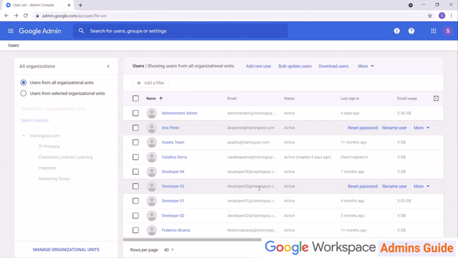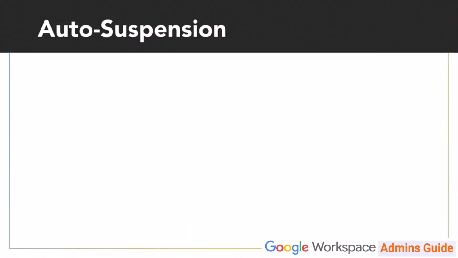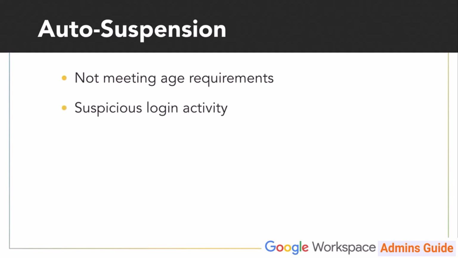Keep in mind that any user license fees will still apply to suspended Workspace users. Users may also be automatically suspended by Google's systems for high-risk behavior that breaches Google's terms of service. These violations may include signing up for services without meeting age requirements, suspicious login activity, or exceeding data transfer limits.